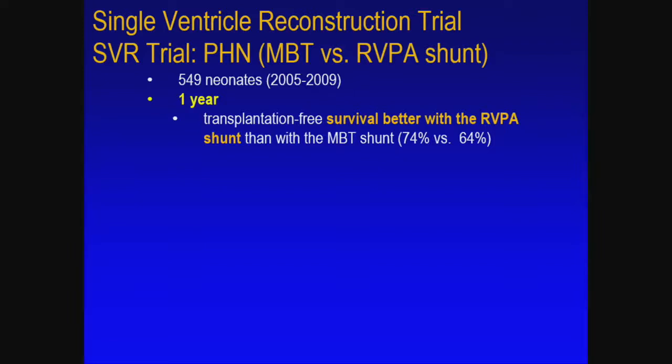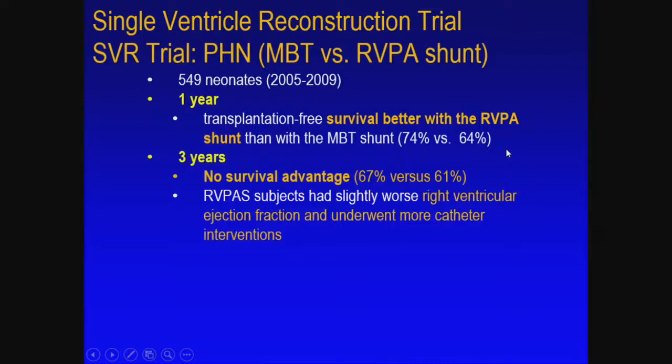What it showed was that at 1 year, the RV to PA conduit group had better survival compared to the BT shunt group. This was a randomized trial of the Norwood procedure in hypoplastic left heart, 74% versus 64%. That was what the first trial showed. The second trial, SVR2, looked at 3 years. There was no survival advantage, 67% versus 61%. But the RV to PA conduit group had a slightly lower ejection fraction, and they had more incidence of catheter intervention. And this was the more recent publication.